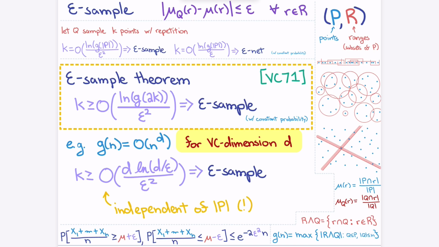Okay, so if you have your linear classifier in high dimensions or something, you need a point set based on your dimensions.